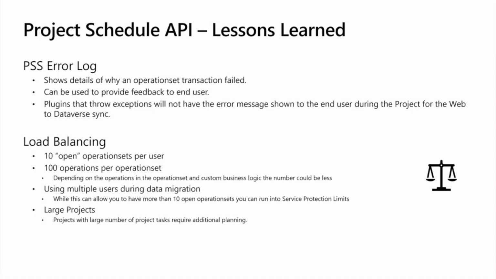Typically, if you're trying to find out what is causing issues, having fewer transactions in your operation set makes it easier to find out. You can use multiple users during your migration, and each of those users can have 10 operation sets in parallel, but still think about the service protection limits. So if you have projects where a lot of project tasks need to be uploaded, that will definitely need some additional planning to make sure it's done in the right chunks of data.